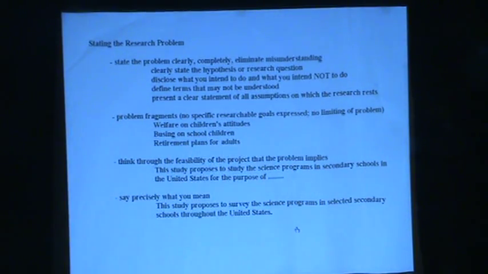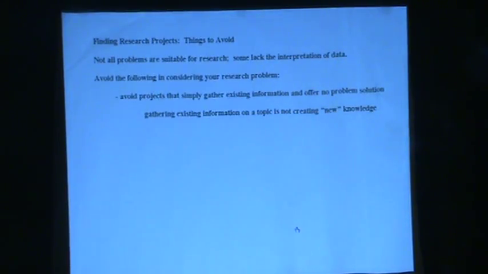Okay, so these are some things to consider in stating the problem. And here are some things to avoid. These are some suggestions about things to avoid. Not all problems are suitable for research. Some lack the interpretation of data. Without interpretation of data, we really do not have research. Avoid the following in considering your research problem. Avoid projects that simply gather existing information and offer no problem solution.